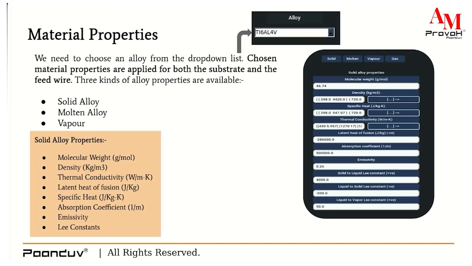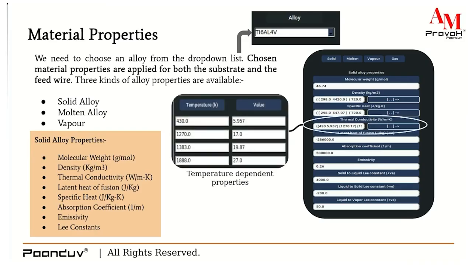In case you want to create a new alloy, you can specify it according to your own choice. Now here, under solid alloy properties, there are three temperature dependent properties, that is the density, specific heat, and thermal conductivity, for which you have to give different values at different temperatures in a tabular form. So yeah, this goes for material properties.